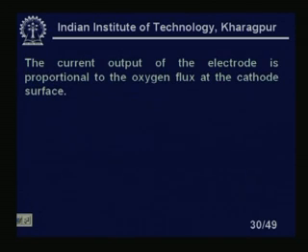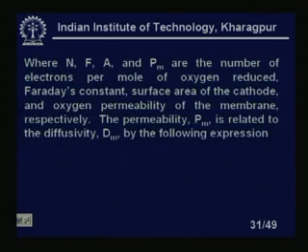The current output of the electrode is proportional to the oxygen flux at the cathode surface. Now, n F A Pm multiplied by the partial derivative of P with respect to x at x equal to 0, that means at the cathode surface, where n is the number of electrons per mole of oxygen reduced, F is Faraday's constant, A is the surface area of the cathode, which is very easy to calculate because it is pi r square or pi d square by 4, and Pm is the oxygen permeability of the membrane, respectively.